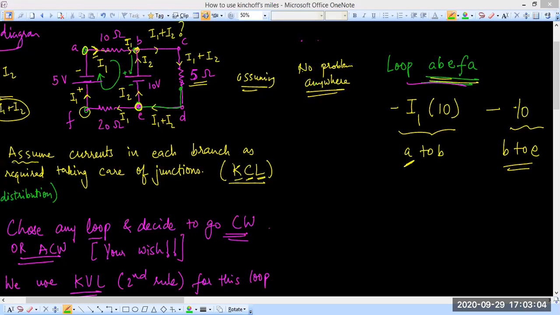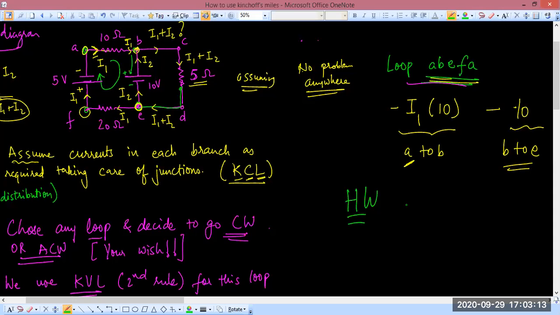No Dhaval, it is not like that, we can go in any direction, there is no such thing. You can go anywhere. So now this is your homework, everybody. You have to do it for the loop.